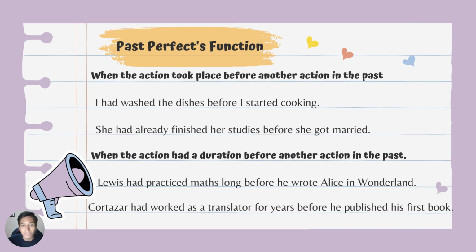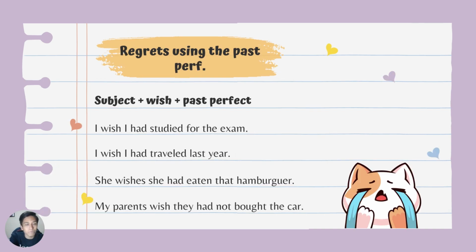Cortázar had worked as a translator for years before he published his first book. First, he worked as a translator for years. Here we have the specific duration. And after several years again, he published his first book.